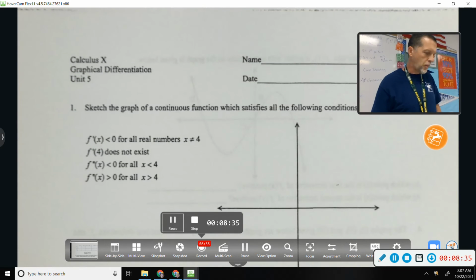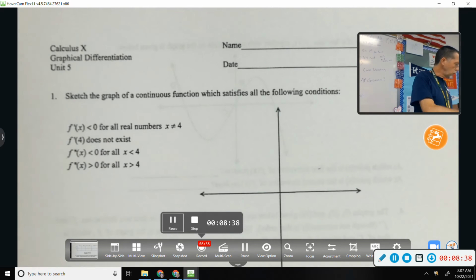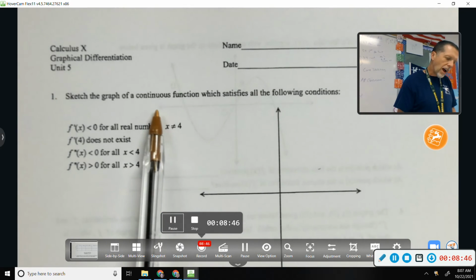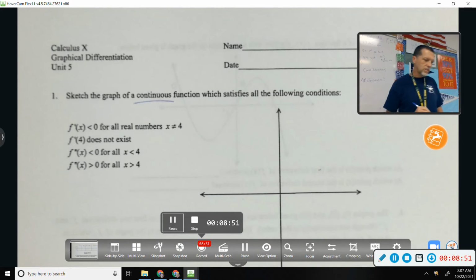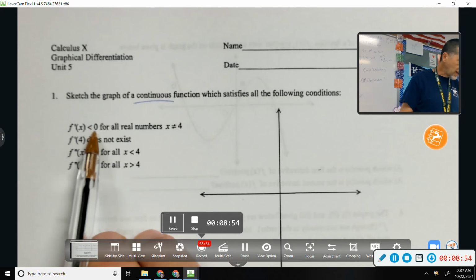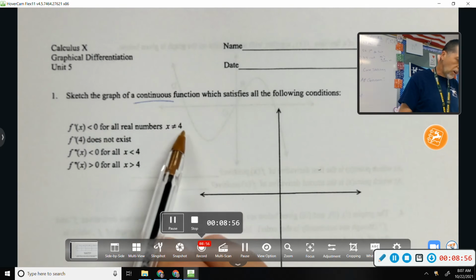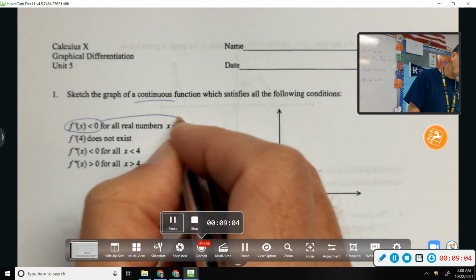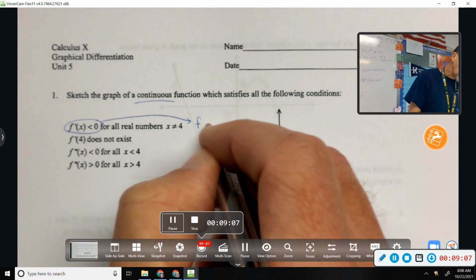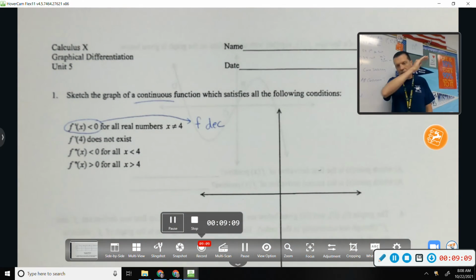Let's see if we can draw a picture for number 1. I'd hope to get through 1 and 2, but may only get through 1. So, sketch a graph of a continuous function, so nothing crazy, which satisfies all the following conditions. F prime is less than 0 for all real numbers except 4. What's that mean about f? F is decreasing. So I'm going to be going down the whole way, although something weird is going on at 4. We'll worry about that in a minute.